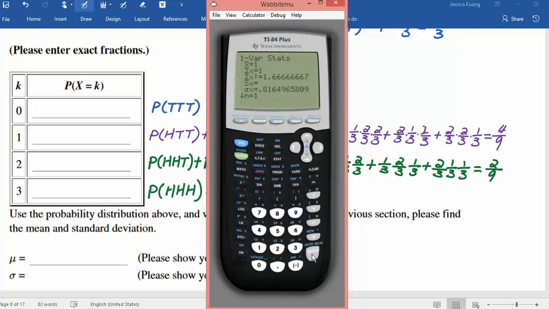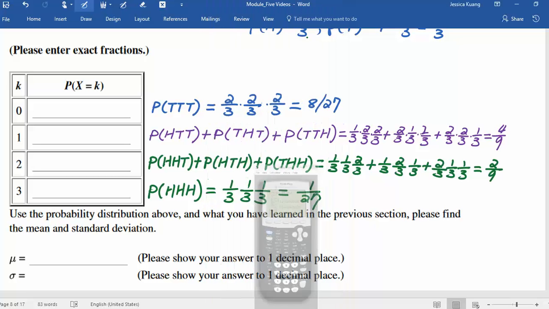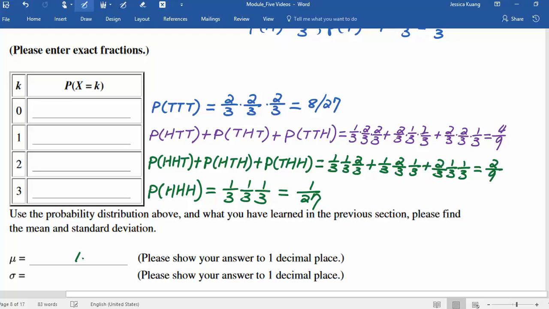Press Enter, and this is my mean, which is 1, and this is my sigma, which is the standard deviation, and I would only like to show my answer to one decimal place. So my final answer will be 1.0, or simply enter 1. The 0 after the decimal point is optional. And this is how to construct a probability distribution table.